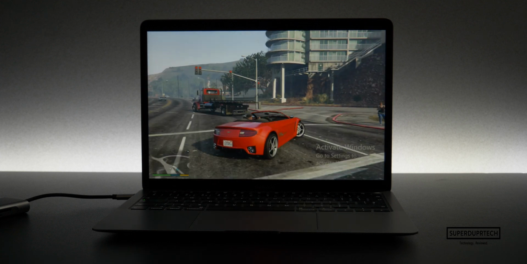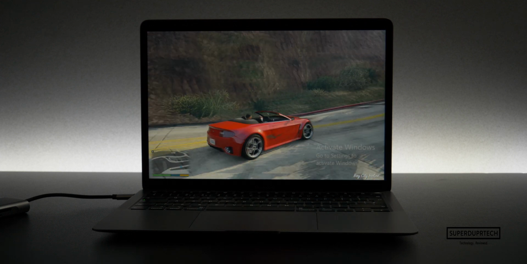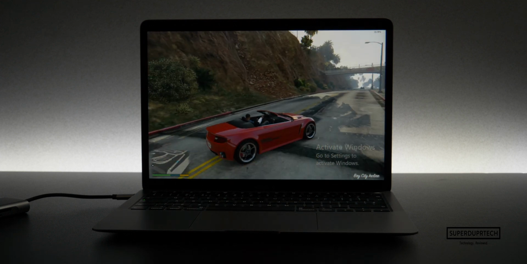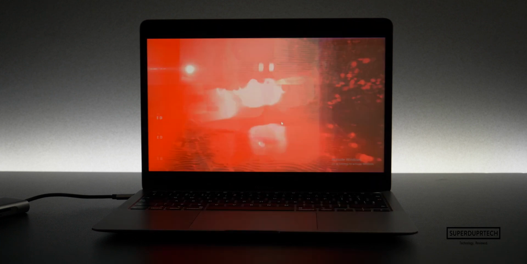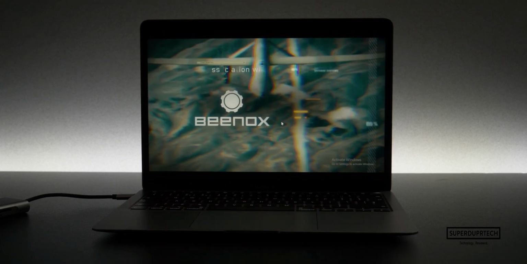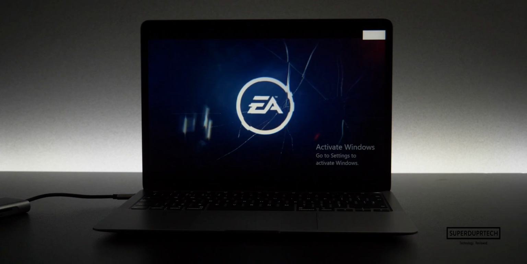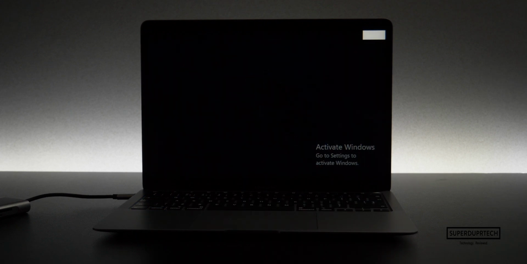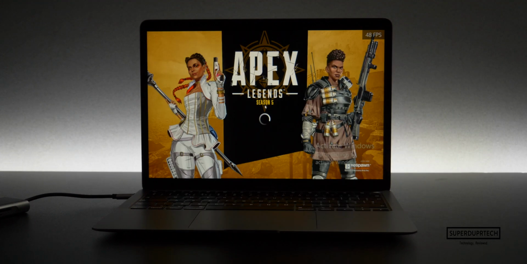So first up, let's talk about what games I played on this machine with Windows 10. Now the games I played here were GTA 5, Call of Duty Black Ops 4, Fortnite, Battlefield 5, Apex Legends, Minecraft, CSGO, and finally League of Legends.